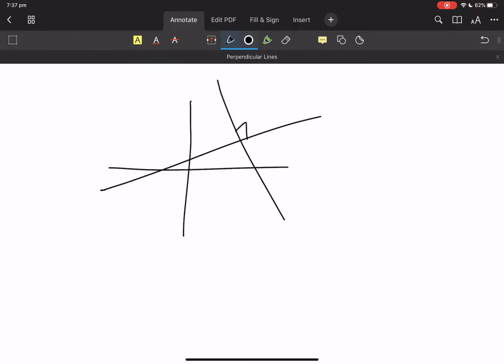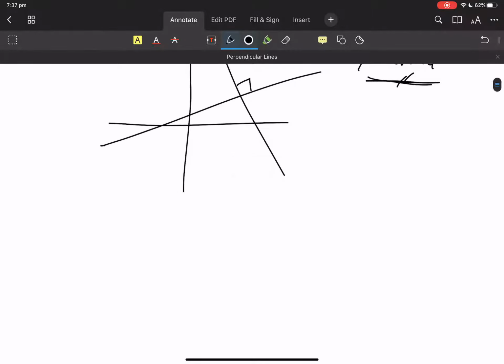Okay, perpendicular lines. On the Cartesian plane, there's a relationship between two lines that are perpendicular. So that's what we're talking about, perpendicular lines on a Cartesian plane. Perpendicular and the word normal, same thing. So these two lines are normal to each other or they're perpendicular to each other. They meet at a right angle, all the same thing.